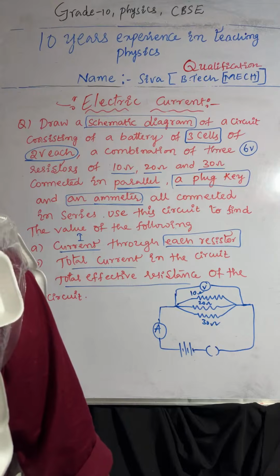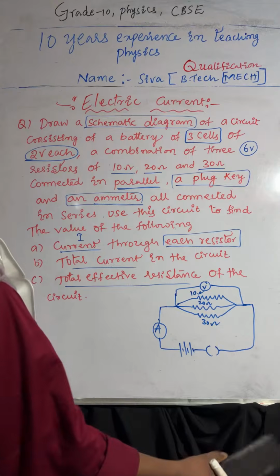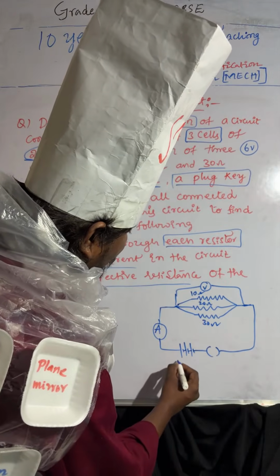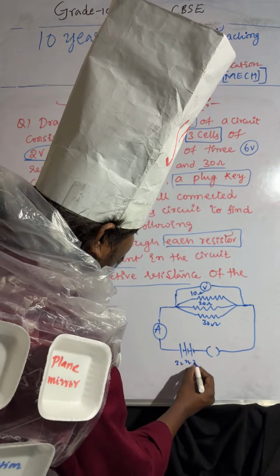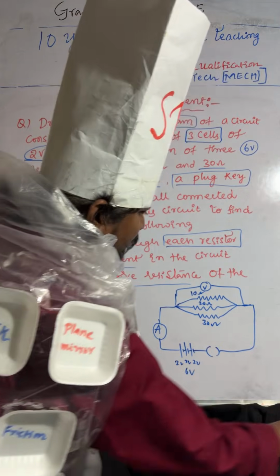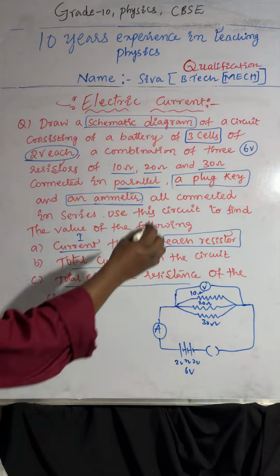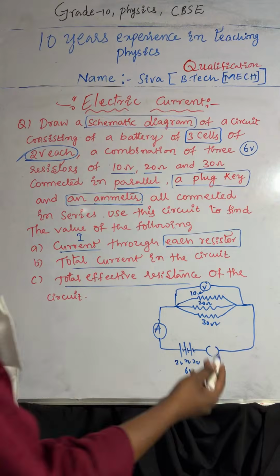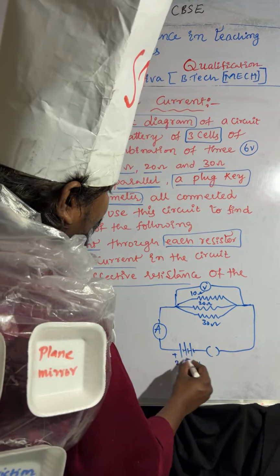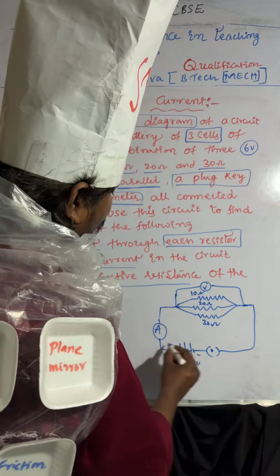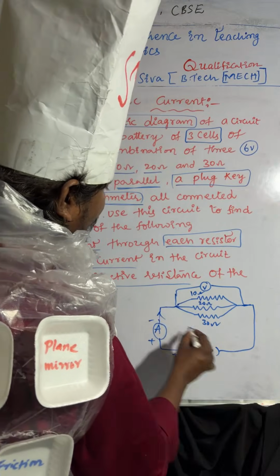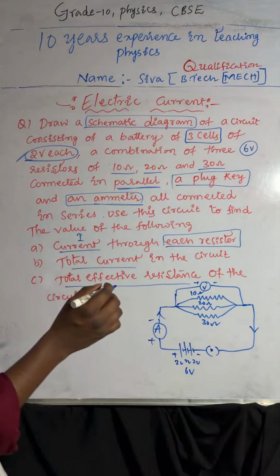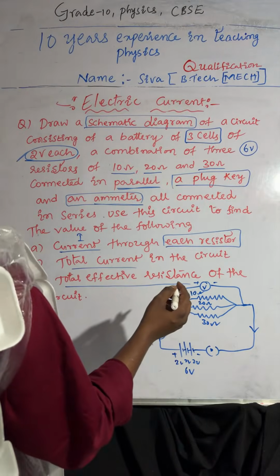Now the overall potential difference they mentioned: 2 volts, 2 volts, 2 volts, total 6 volts. How many cells? 3 cells of 2 volts each. Like that you have to connect. When the circuit is closed, current passes from the positive terminal to the negative terminal. Now you can observe here.